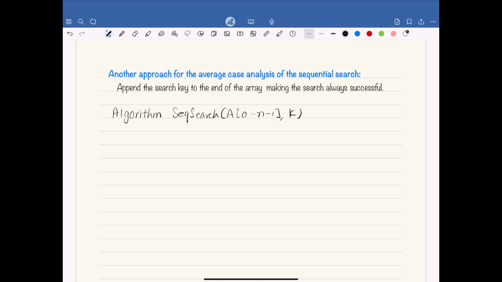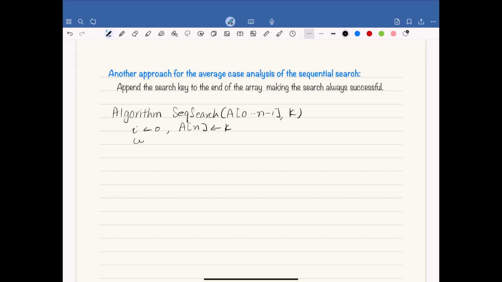We will use a while loop that will iterate over all elements of the array using a variable i. So the first value of i will be 0, pointing at index 0, and we append the key to the end of the array. So the last index for the array is n minus 1, and the appended key will be at index n. So we write a[n] takes the value of k.